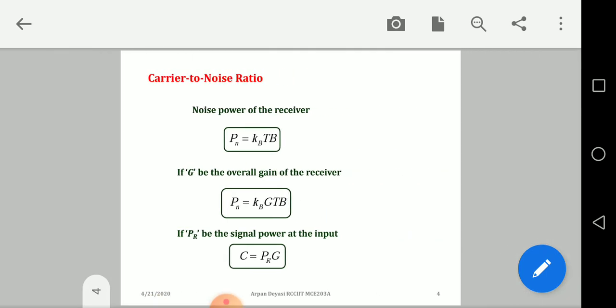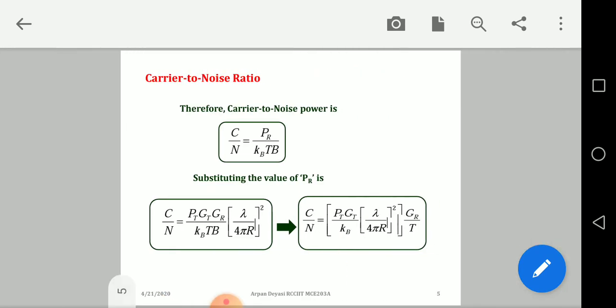We'll start with the carrier signal to noise ratio calculation from our known expression of thermal noise power. We know that thermal noise power is proportional to temperature and bandwidth. Now, if you have a receiver with gain G, then noise power will be multiplied by the gain of the receiver, and similarly the carrier power also. Carrier power will be PR into G. So what will be the ratio of C/N? Obviously the G will be cancelled, but it will be PR by KTB.